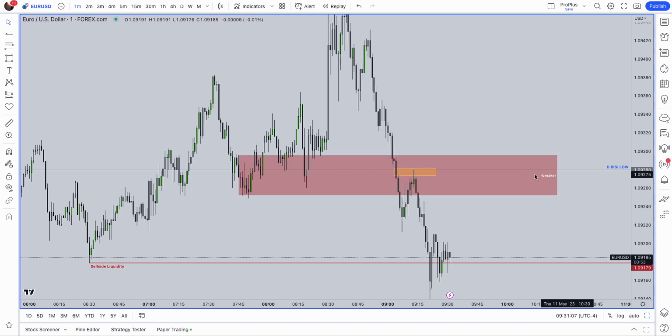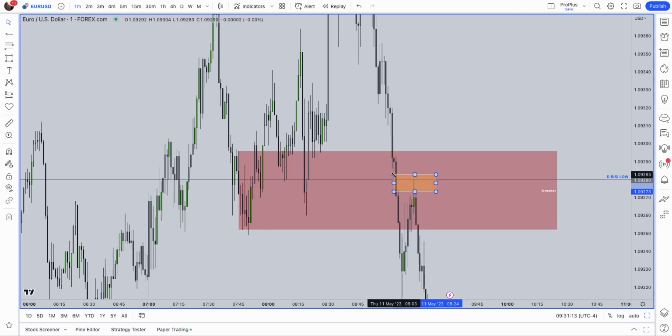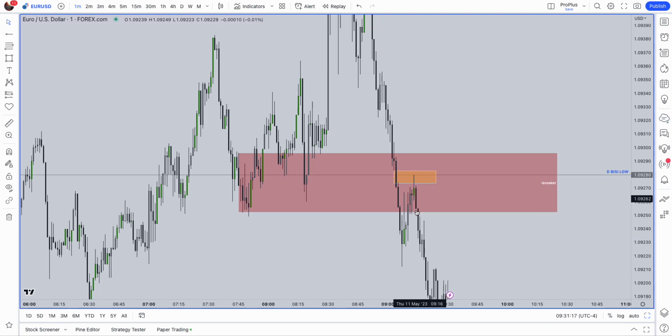I draw the breaker across, and then I found a fair value gap here, and there's also a fair value gap there. The reason why I chose this fair value gap is because it lined up with the BISI low. And if you actually look, the number of the BISI low is 1.09280. If you look at the high of this candle, it's 1.09280. So it tapped to the T of the BISI low, and that could have been an entry.